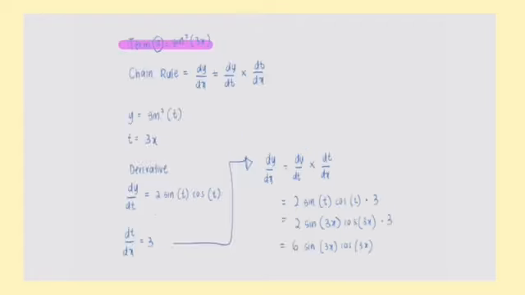For term 2, we'll differentiate sine squared 3x using the chain rule. So we will get 2 sine 3x, cos 3x, and 3. Then we solve it, and the final answer for term 2 is 6 sine 3x cos 3x.